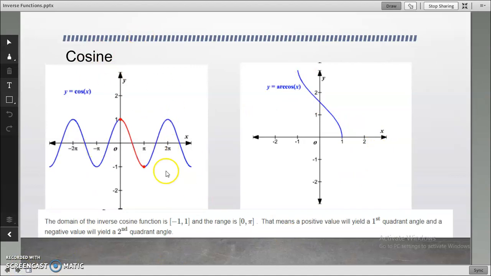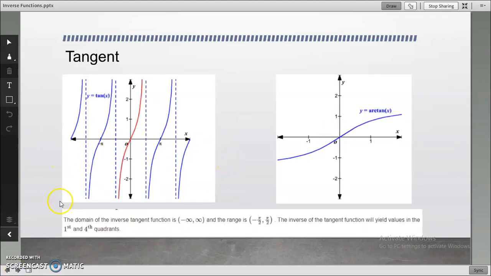Cosine, here is the cosine function. It's restricted, so the domain of the inverse is -1 to 1, and the range is from 0 to pi. That means the positive values yield angles in the first quadrant and the negative values yield angles in the second quadrant. And so here we have it. Tangent: the domain of the inverse function is -infinity to +infinity, and the range is negative pi over 2 to pi over 2. So the inverse of the tangent will yield values in the first and fourth quadrants.